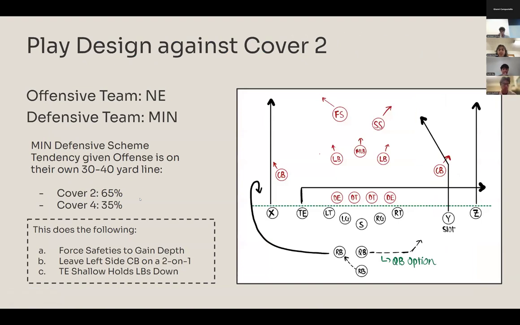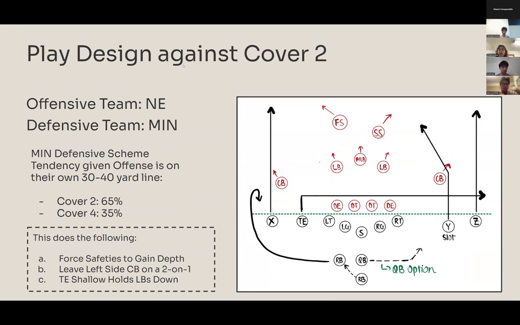And then for the specific play, the scenario we were given was that we were first and 10 on our own 35-yard line against Minnesota. Based on their tendencies, they were most likely to run cover two. And so that was the look we wanted to design our play against.